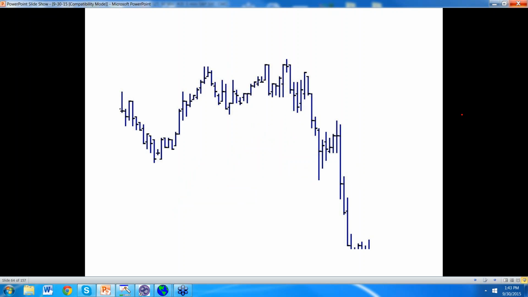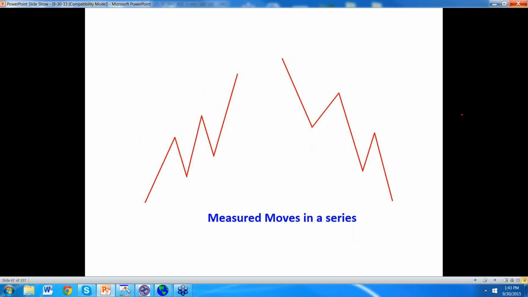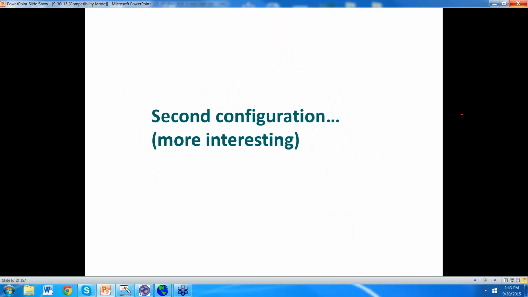Now here's a chart example to show what measure moves in a series look like. I call these in a series because they are just strung together. So to summarize, here are two measure move patterns, one bullish, one bearish, and these are measure moves in a series. Now here's the second configuration of how measure moves work together.